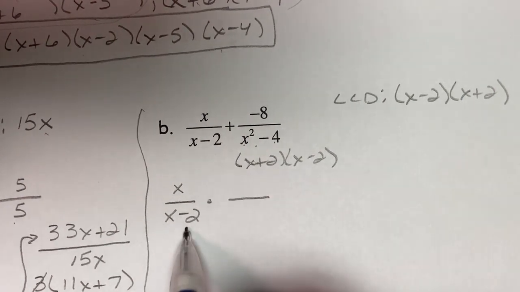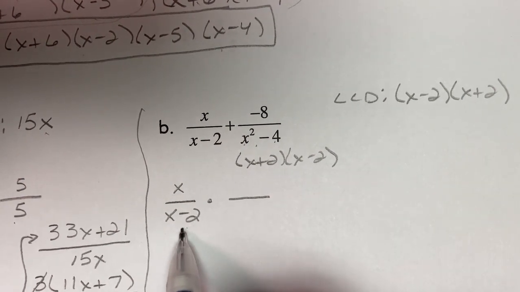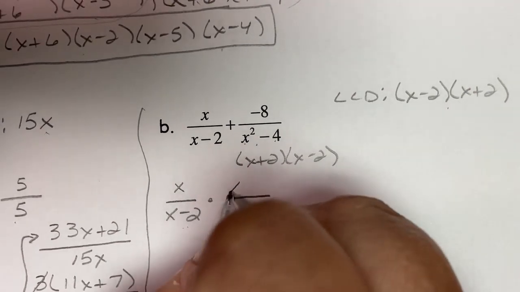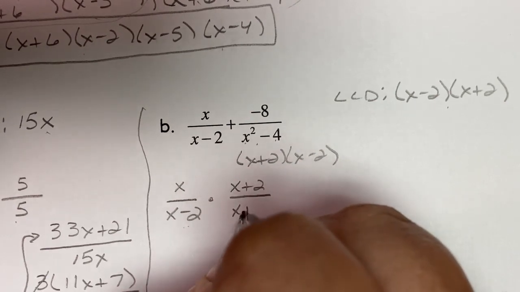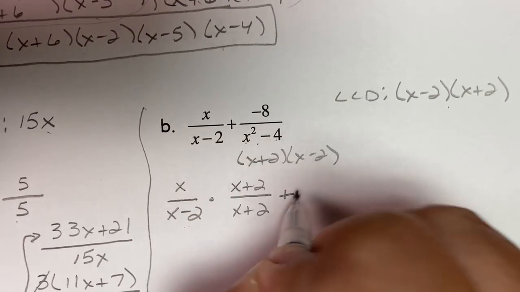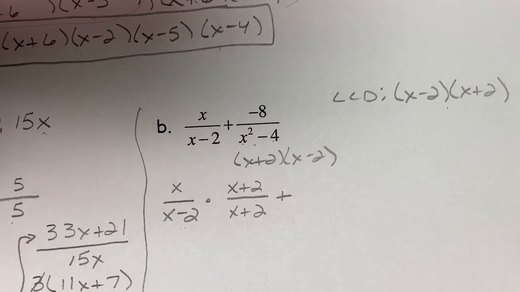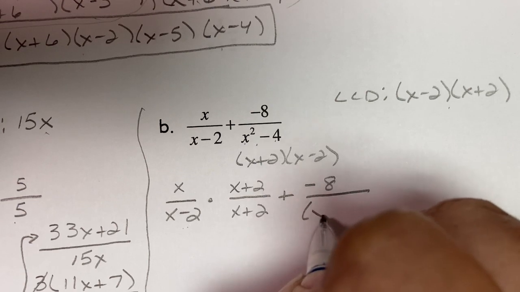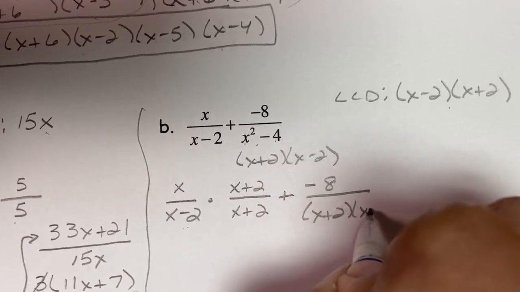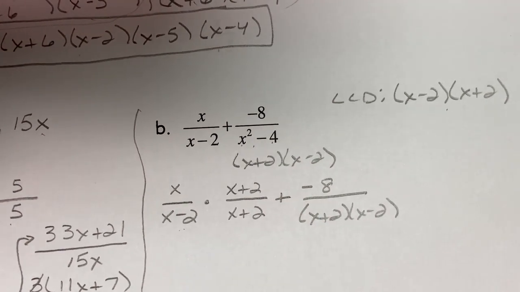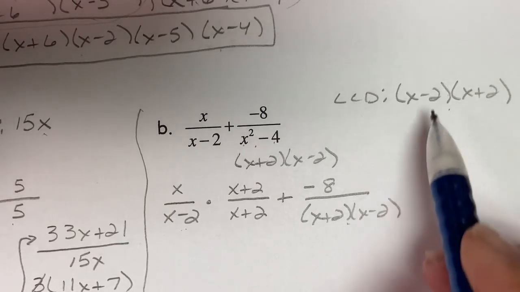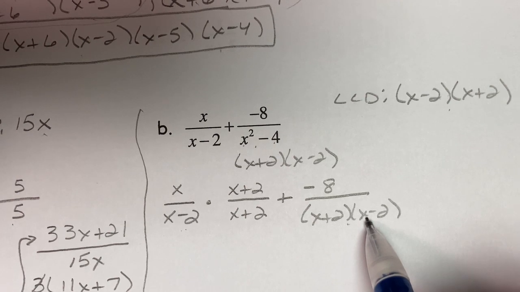What am I going to have to multiply top and bottom by to make this denominator look like my lowest common denominator? Well, what's missing? What's missing is an x plus 2. Now, the nice thing for this one is when I rewrite the second fraction with the factored denominator, by the way, this is already over the common denominator, so I don't have to multiply top and bottom by anything. I'm good to go.